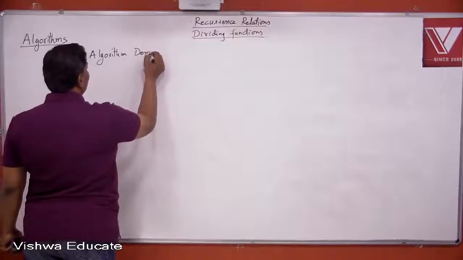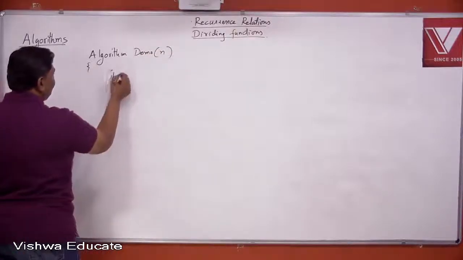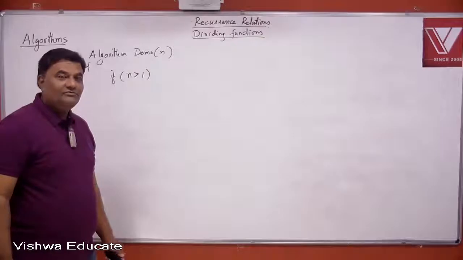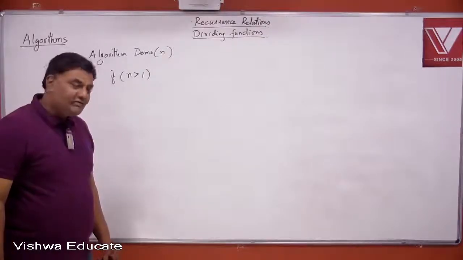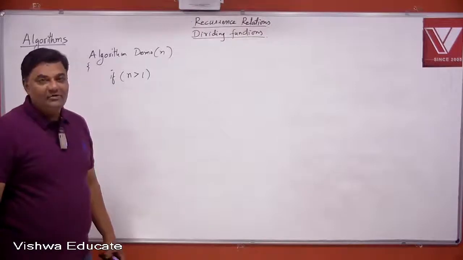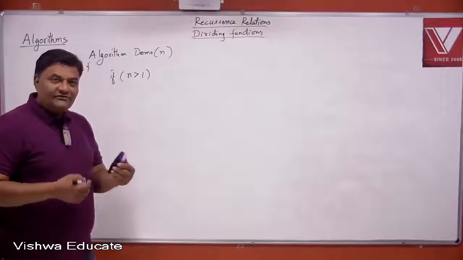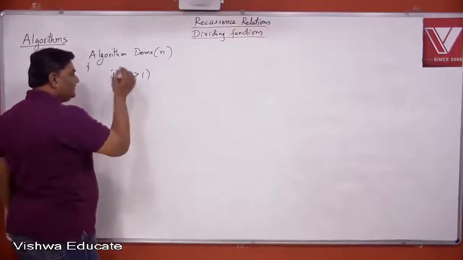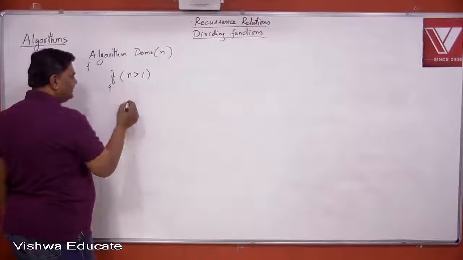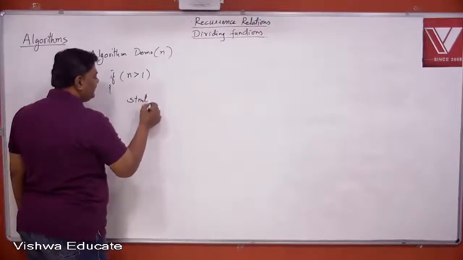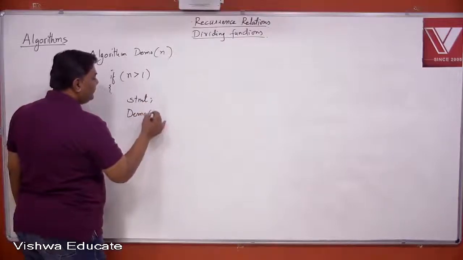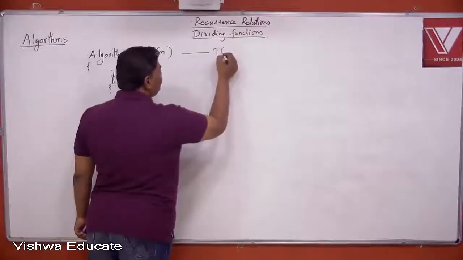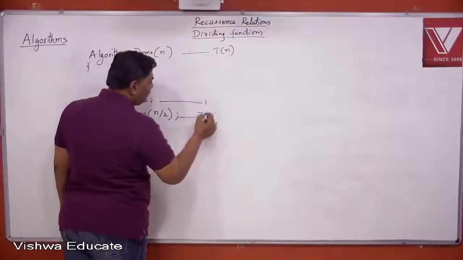Algorithm demo n. If n is greater than 1. Till now I was writing it as 0, now I am writing it as 1. If you write 0 also you can solve, but you cannot get the proper solution. So in the interest of getting a solution, we say that it is 1. If it is 0 also, we make it as 1. So if n is greater than 1, then do some statement, then call itself demo n by 2. The time taken is T n, then this is 1 and this is T n by 2.